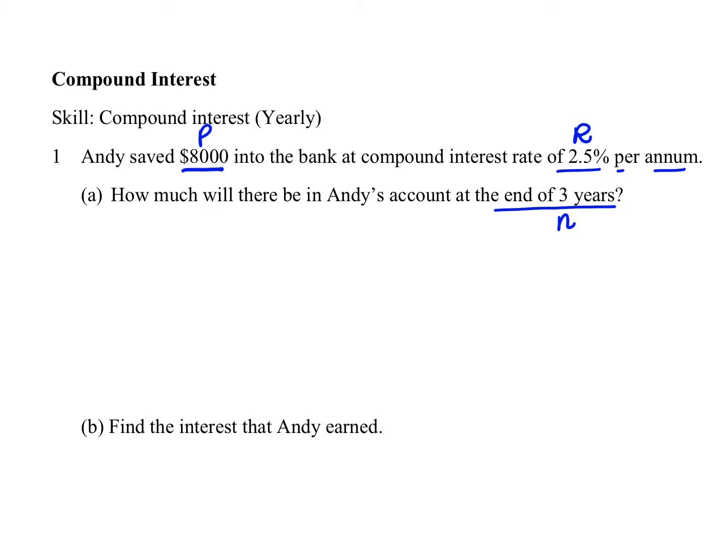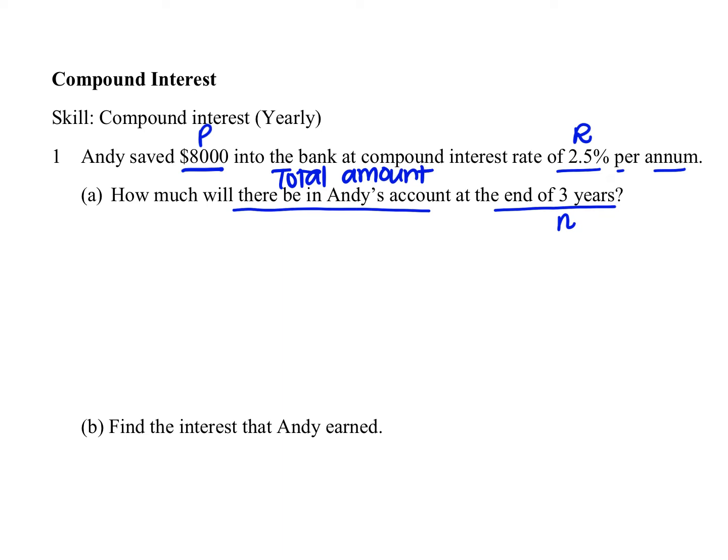Does it want the total amount, or does it want the interest? The question is asking for how much will there be in Andy's account. So at the end of the 3 years in Andy's account, they will have the original sum of money plus the interest itself. So it's actually looking for the total amount.